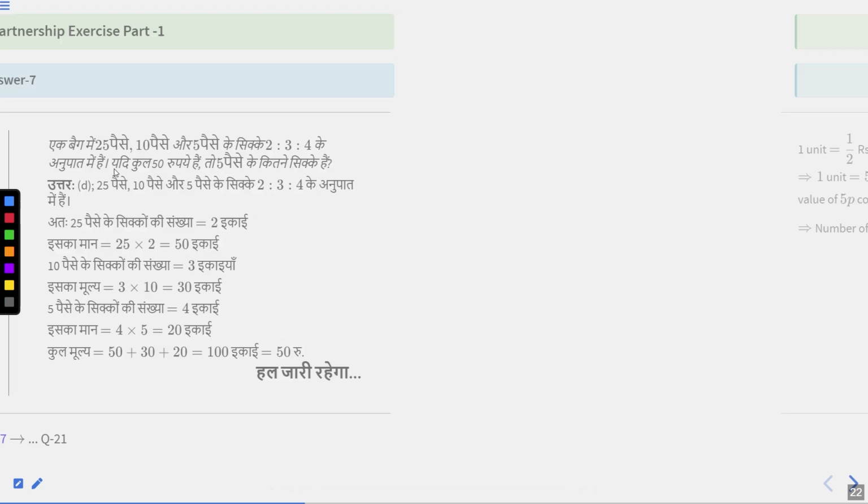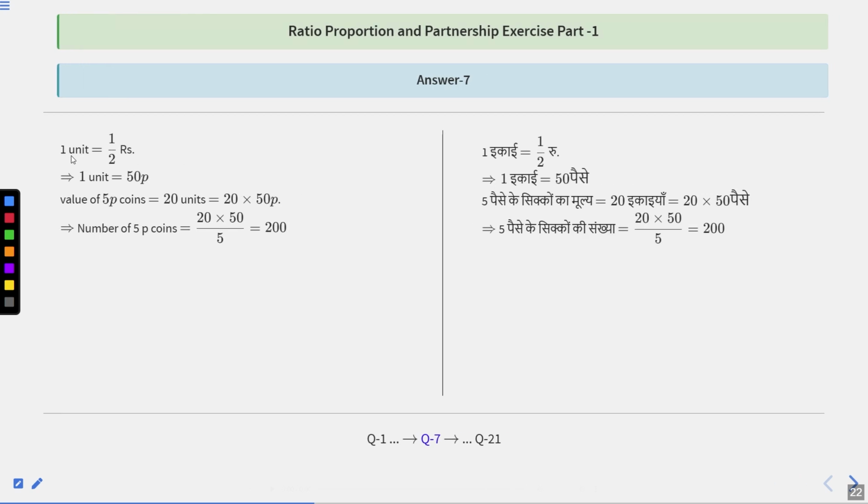It is given that we have 50 rupees. Now 1 unit will become half a rupee, so 1 unit is equal to 50 paisa. First we calculate the value of the 5 paisa coins. The value of the 5 paisa coins will be 20 units, so we multiply 20 into 50 paisa. Now for the number of 5 paisa coins, we divide this value by 5. When you divide, 50 divided by 5 is 10. 10 multiplied by 20 is 200. So the number of coins is 200. Next one.